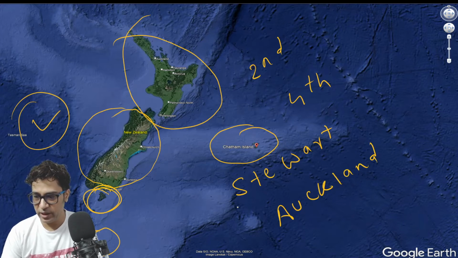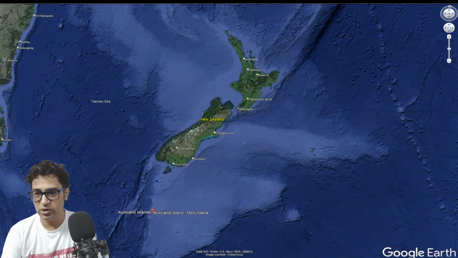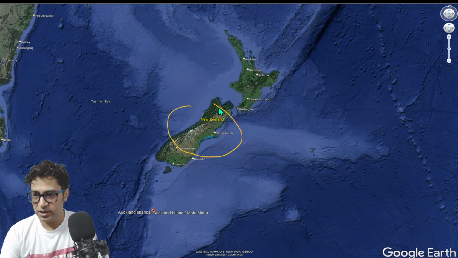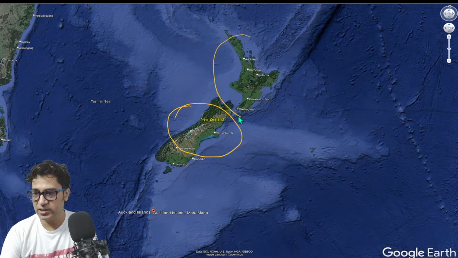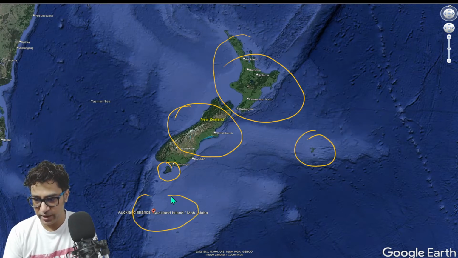There are a few islands here. These are called Auckland Islands, and this is the fifth largest island. Sometimes there can be a question to arrange the islands of New Zealand. So now you know that South Island is the largest, second largest is North Island, third largest is Stewart Island, fourth largest is Chatham Island, and the fifth largest is Auckland Island.